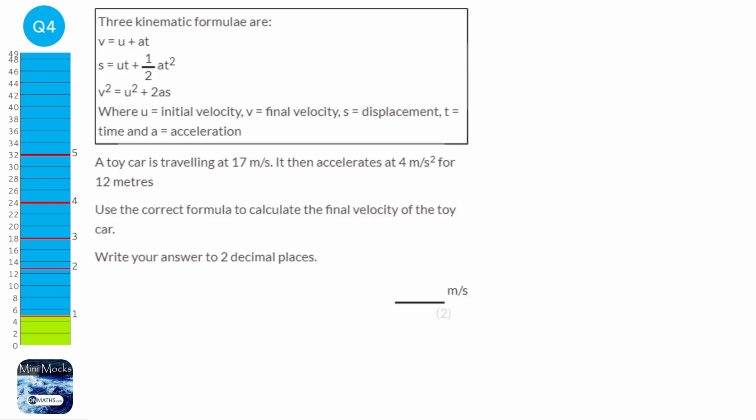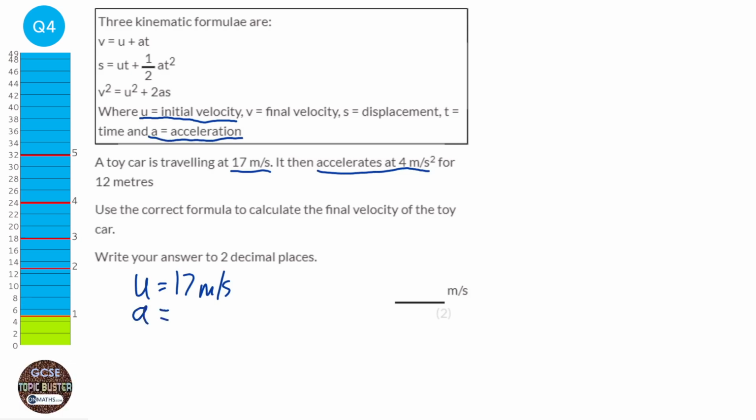I'm going to start this question by writing down what we know. So the toy car is travelling at 17 meters per second initially, so the initial velocity or initial speed is 17 meters per second. It accelerates at 4 meters per second squared, so acceleration is going to be 4 meters per second squared, and it's for 12 meters. Now, displacement just means distance as a vector, so we're going to use displacement, and we use the s to show displacement just to be confusing. So displacement is always the confusing one.